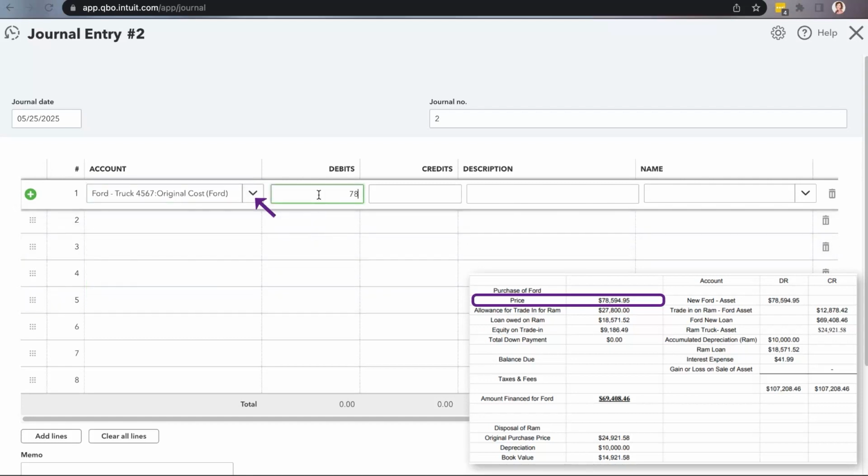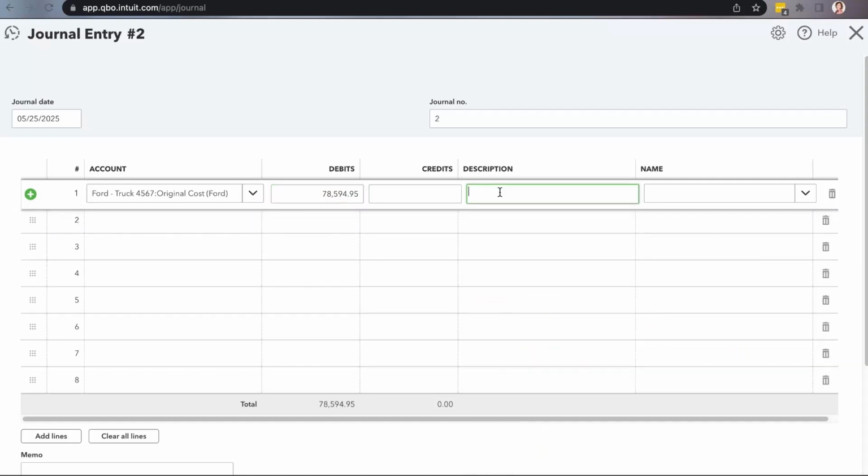I'm going to type in $78,594.95. And then here, I like to add my depreciation right away because it will save it onto each of the next transactions. So you could say purchased Ford and the VIN number that you have or the type of vehicle it is.